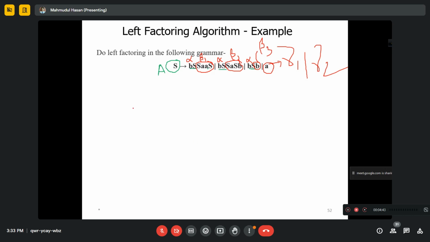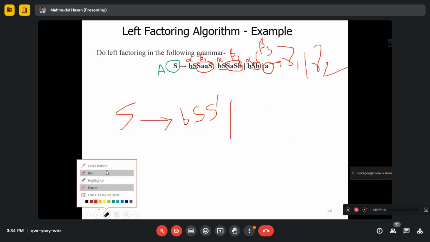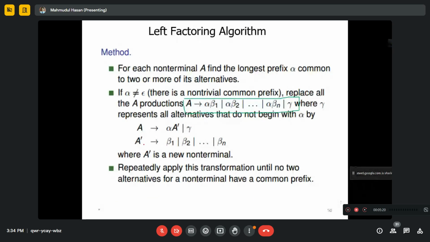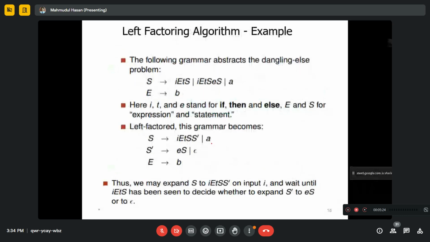Okay. So the first one is A to alpha A dash. And what is A? That is S. So S to alpha. What is alpha? BS. Then A dash, that is S dash. Then you need to write the gamma. And what is gamma? That is A. If you have more than one gamma, then you need to write like this. Without alpha, that is gamma. Then S dash 2, that means A dash, that is S dash to beta 1, beta 2, dot, dot, dot, beta n.